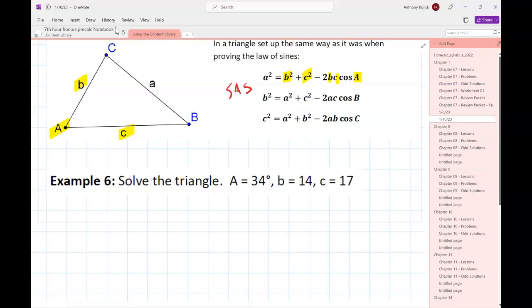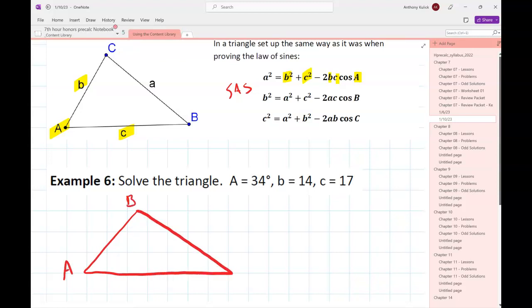Anyways, they got me. All right, so let's just do a quick example. So again, I'm just going to start by drawing my picture.